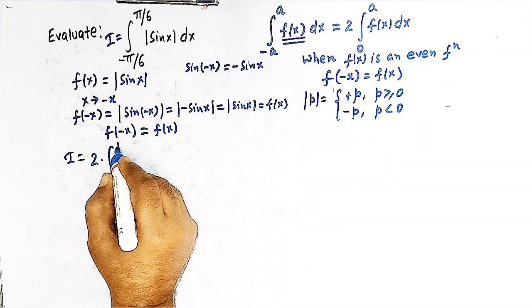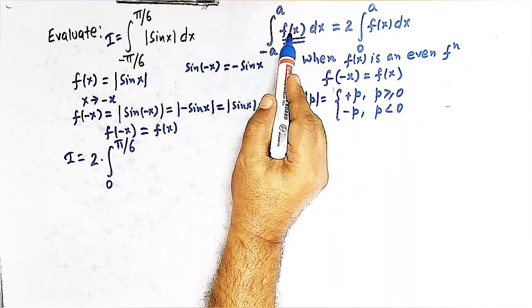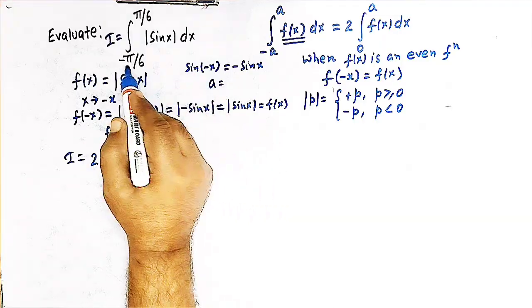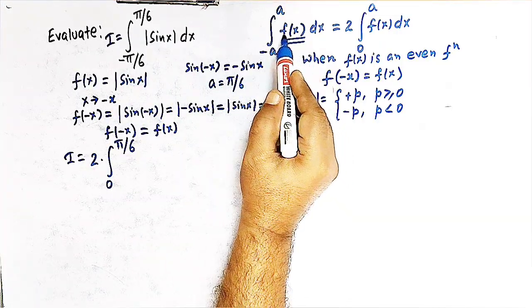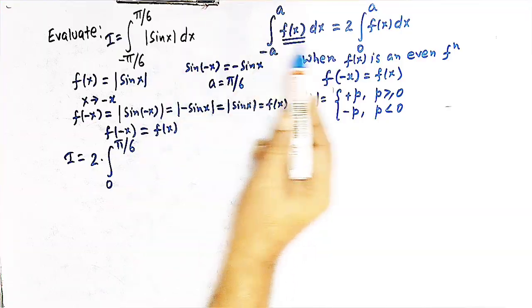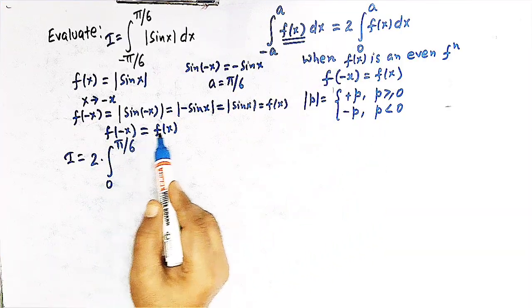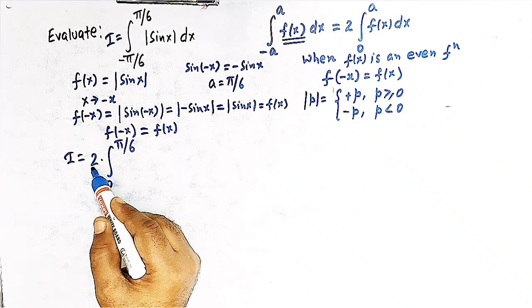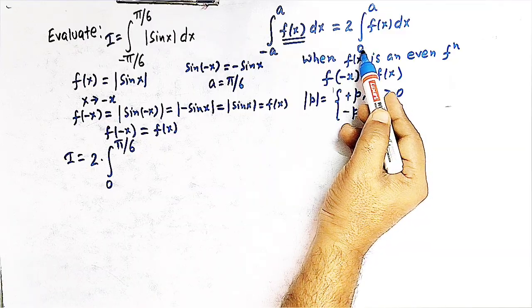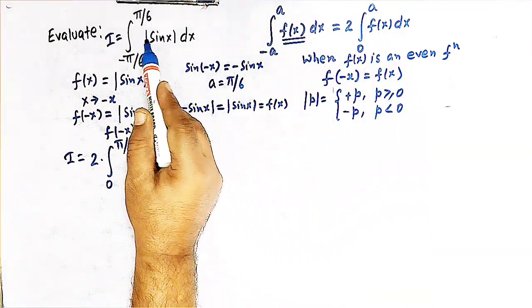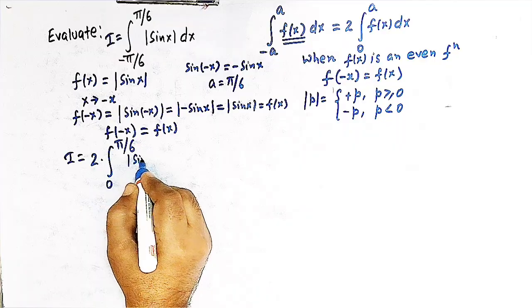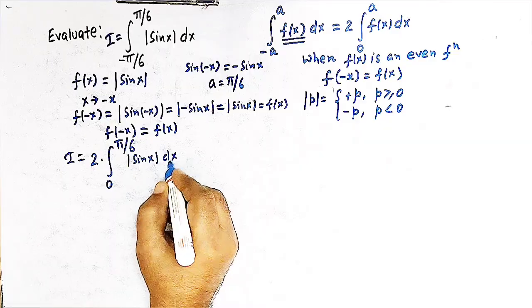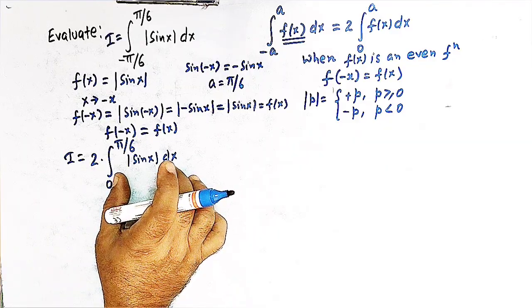So now using this property, we can rewrite this integral I as 2 times the integral with limits from 0 to pi by 6, because if we compare this integral with this one, then the value of a is pi by 6, and f of x is mod of sine x. So this integral can be rewritten as 2 times the integral from 0 to pi by 6, and here we have mod of sine x, that is f of x, and here we have dx. So now we have to evaluate this integral.